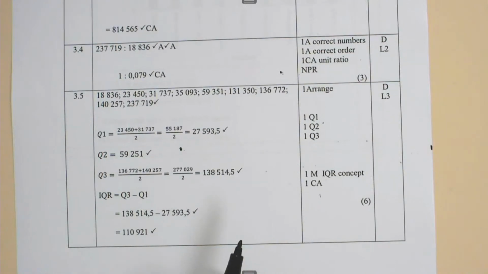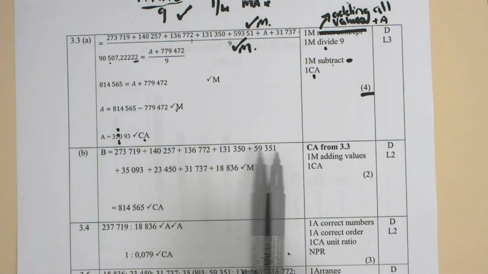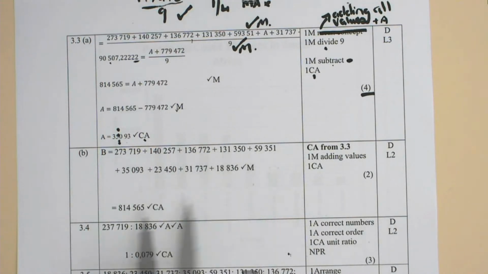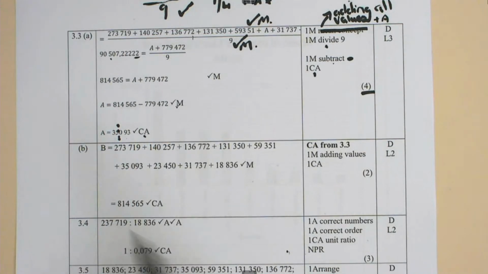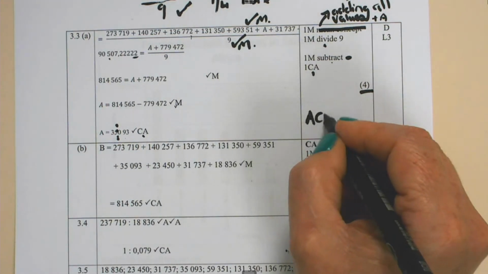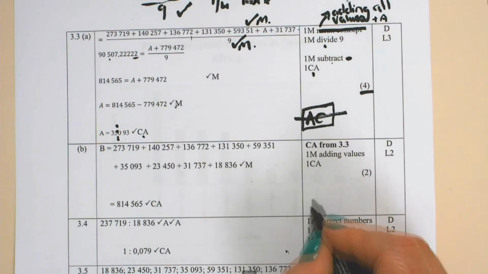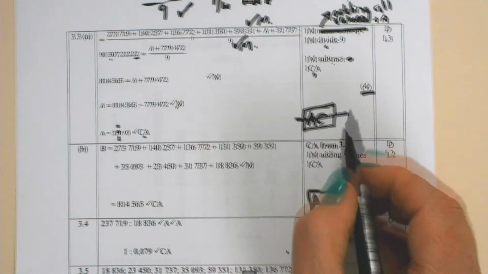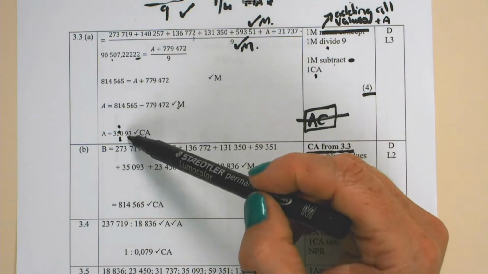So if the learner is now going to get the total, the learner is going to add all these values and get a value of 814,565 people that was infected with the virus at that stage. Answer only can get full marks. But now what is answer only here, get full marks. What is very important is that we must see A from 3.3.